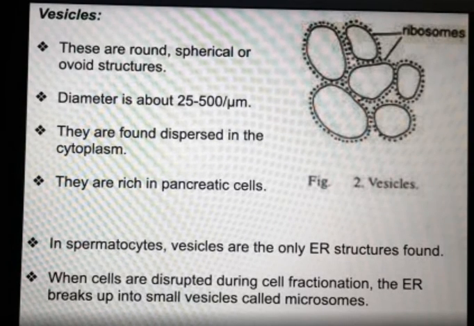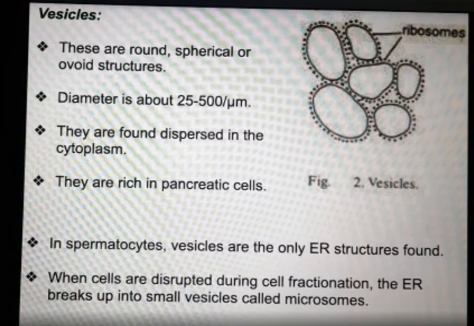Then the vesicles: these are round, spherical, or ovoid structures. The diameter of the vesicles ranges from 25 to 500 micron, and they are found dispersed in the cytoplasm.